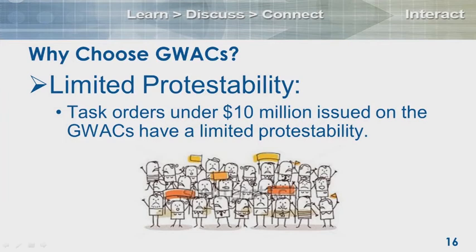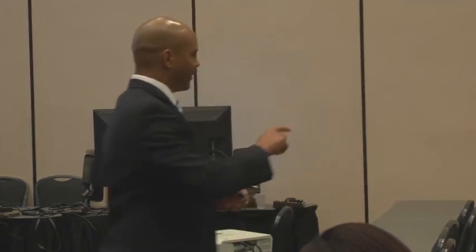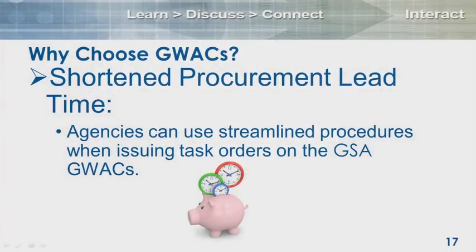Very important, protestability. Basically, if you issue a task order award under $10 million, it's protest proof. Except on those grounds that the task order exceeds the size, the scope, or the duration of the master contract. Basically, the only way somebody can protest something underneath $10 million is if a task order is issued that is not IT. Okay? So know you have a safe harbor underneath $10 million in terms of protestability when using the GWACs. Good thing, right? Nodding heads, no protest?